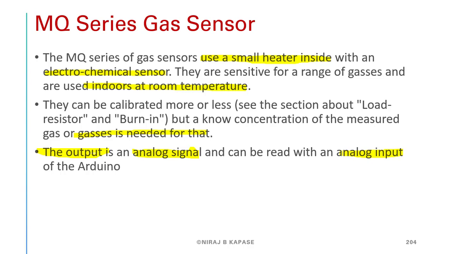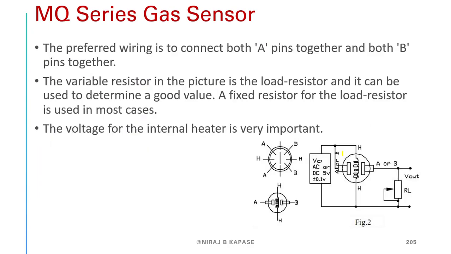Okay, so here is the internal construction of the MQ series gas sensor. This is a diagram of the MQ series gas sensors. We have the connect elements A and B. There are a total of 6 pins. These A and B elements are shorted, so this A is shorted with A and this B is shorted with B. Both A and B are put together.